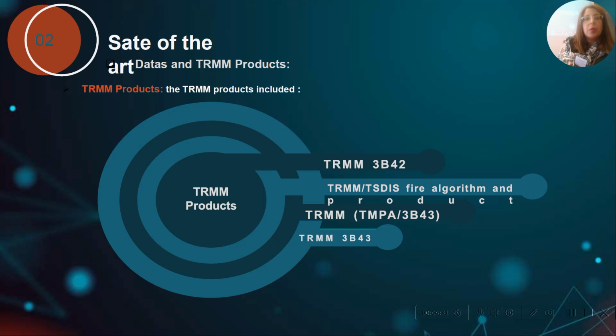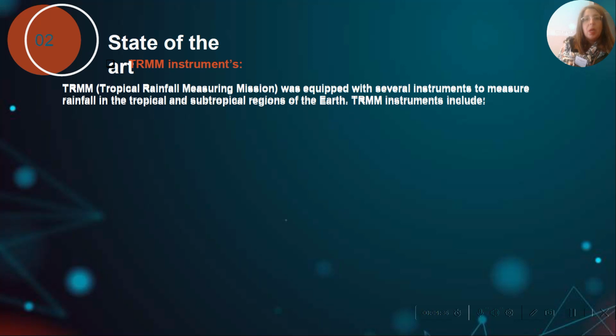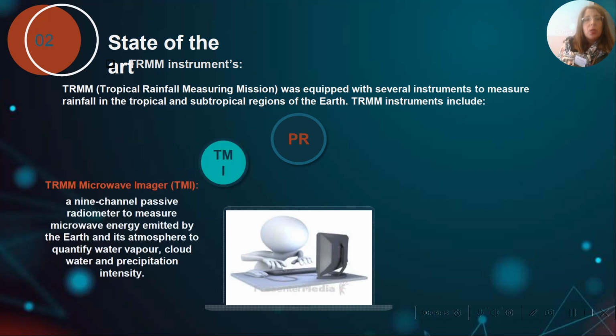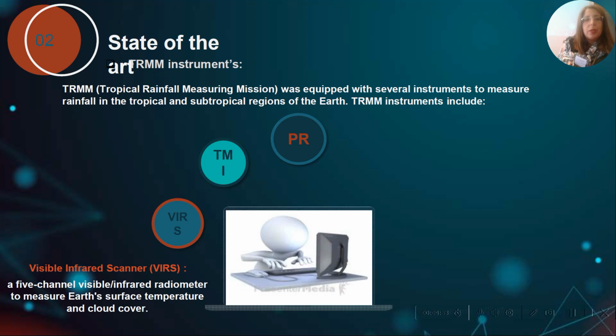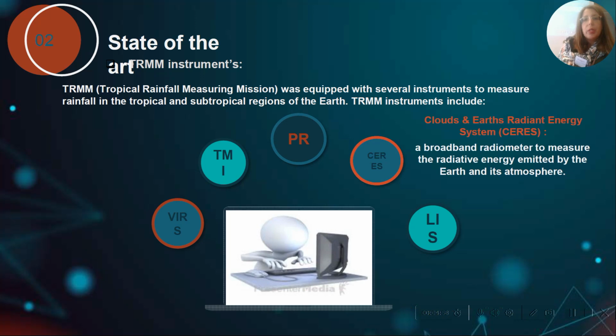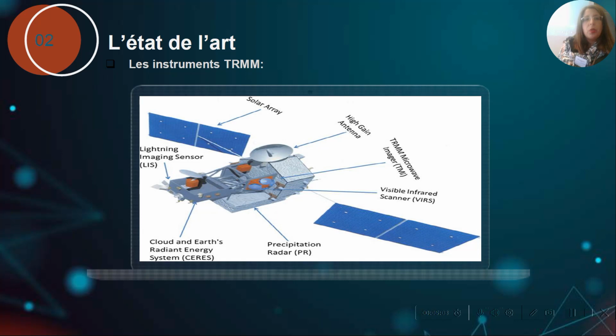This is an example of the TRMM products. The TRMM satellite was equipped with several instruments to measure rainfall in the tropical and subtropical regions of the Earth. TRMM instruments included the precipitation radar, the TRMM microwave imager, the visible infrared scanner, the lightning imaging sensor, and the clouds and Earth's radiant energy system. Here is a picture of the different instruments of the TRMM.